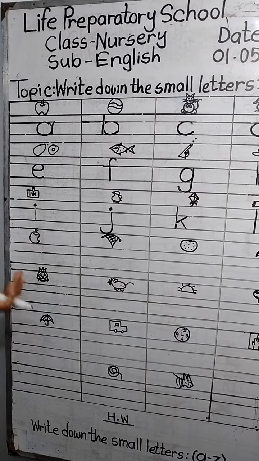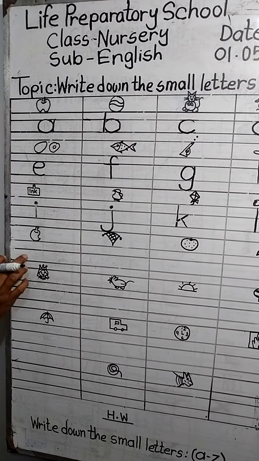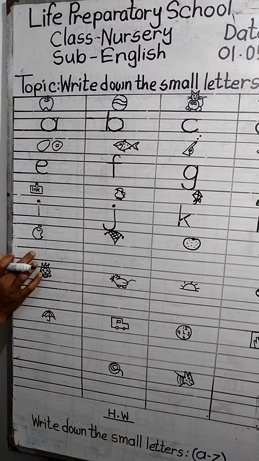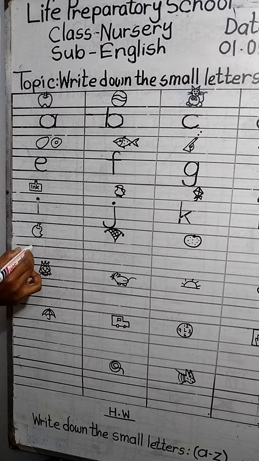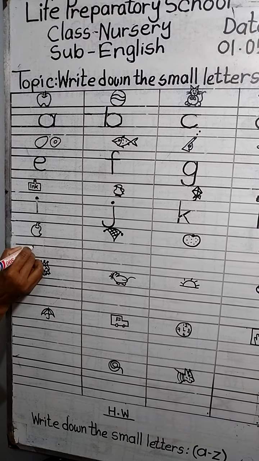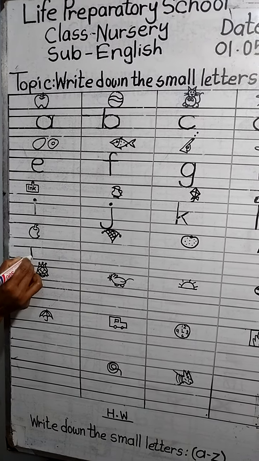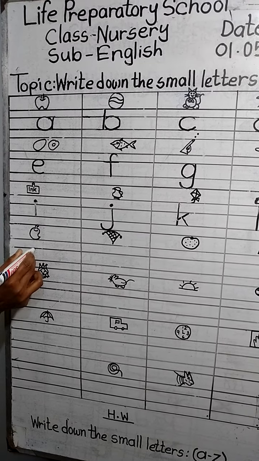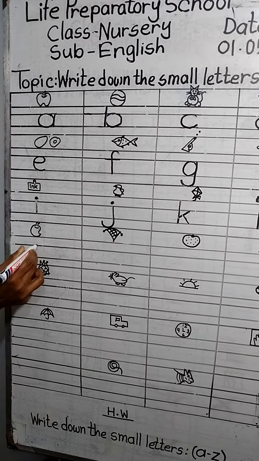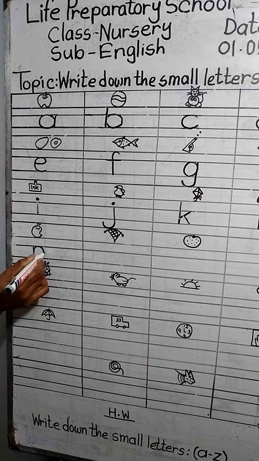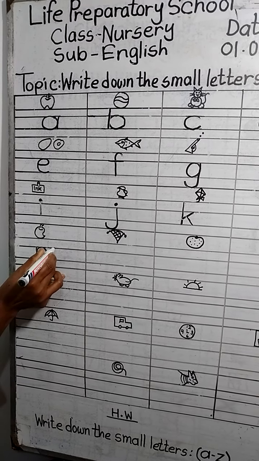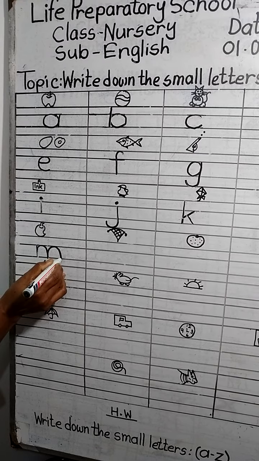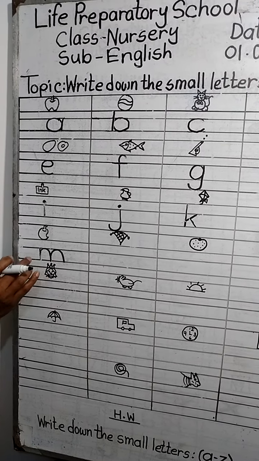L, after that M. Small letter M will always be in the middle row. Okay, I will write small letter M here. At first, I will draw a small straight line in the middle row. Then go up, go down, touch the second line, go down, touch the third line. Again go up, touch the second line, go down, touch the third line. This is small letter M.